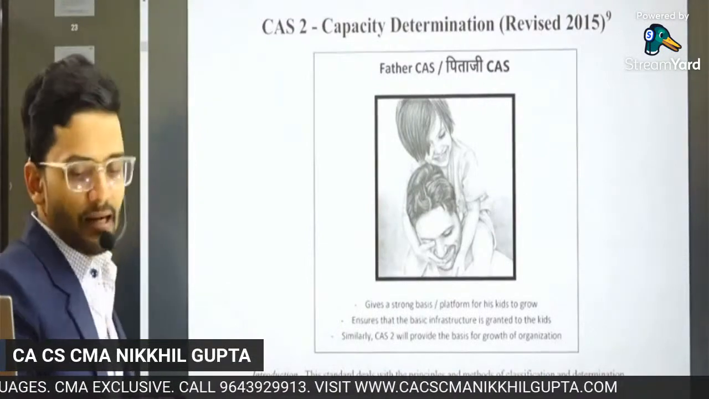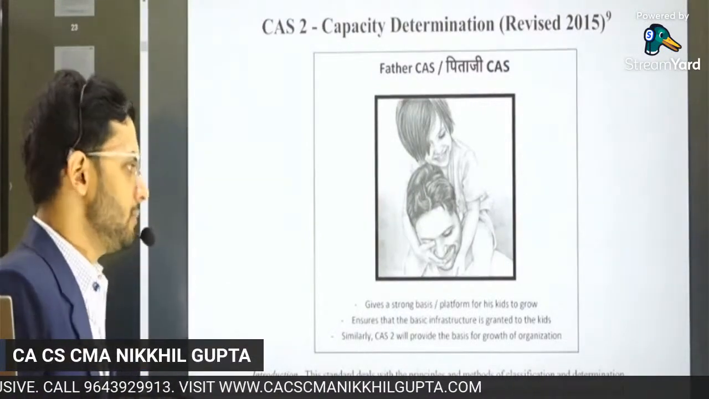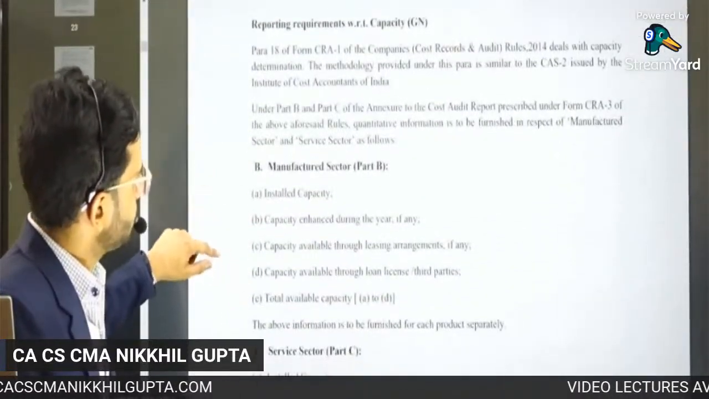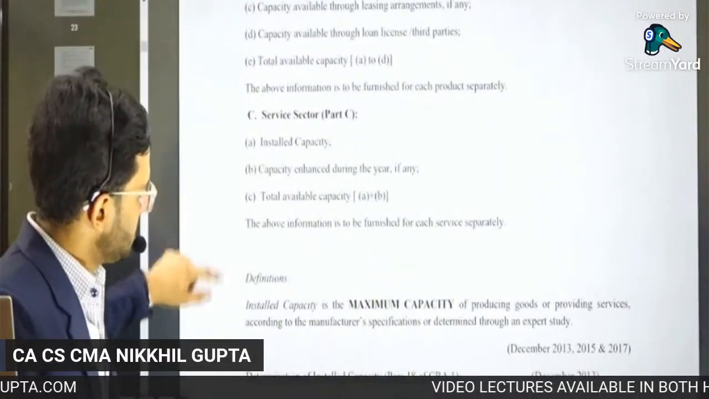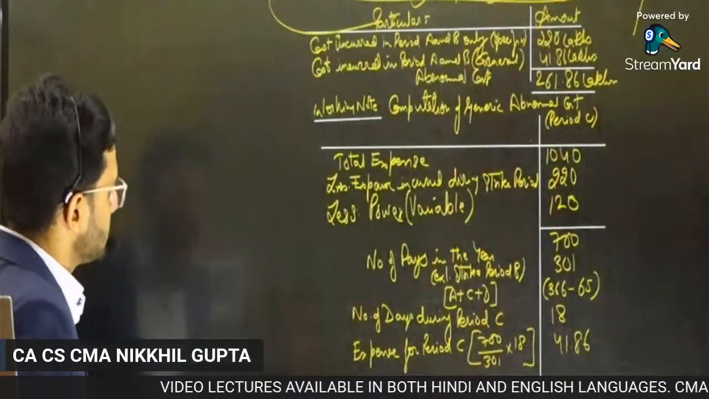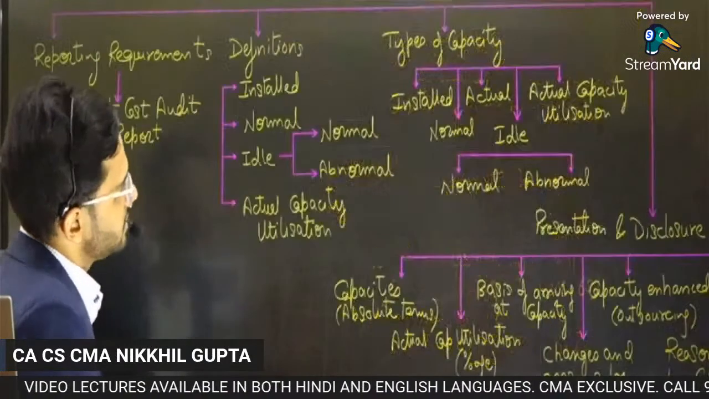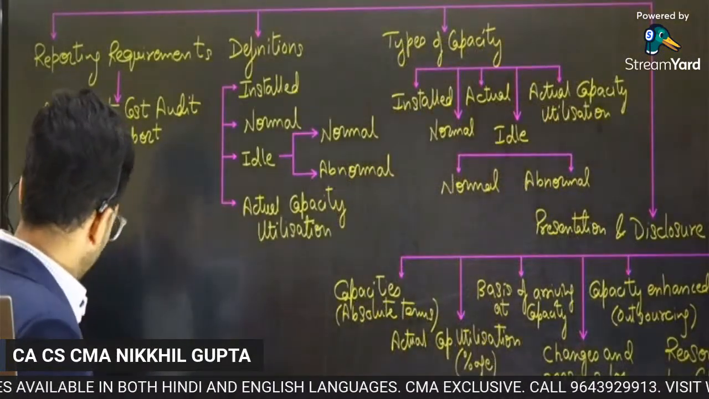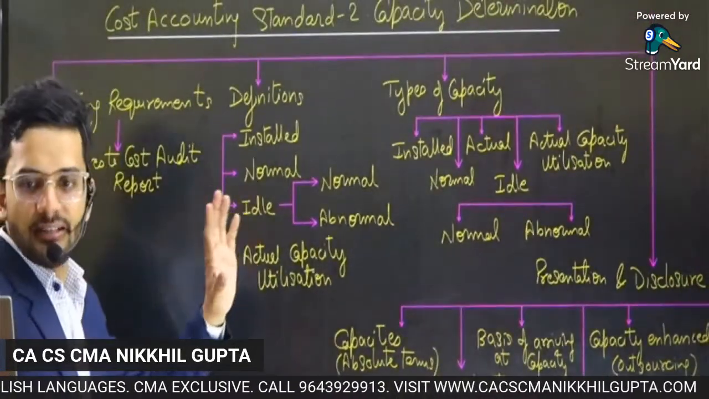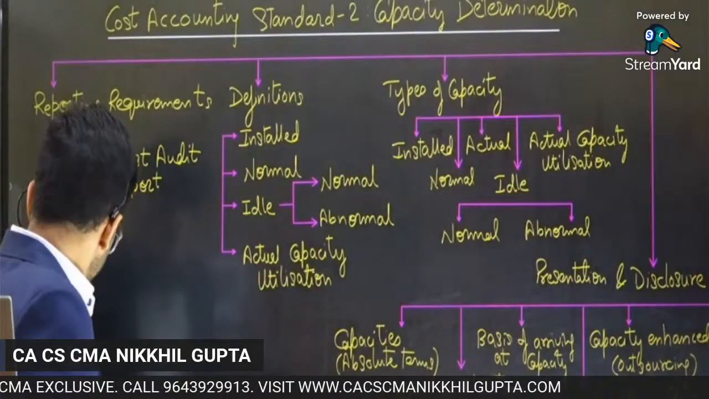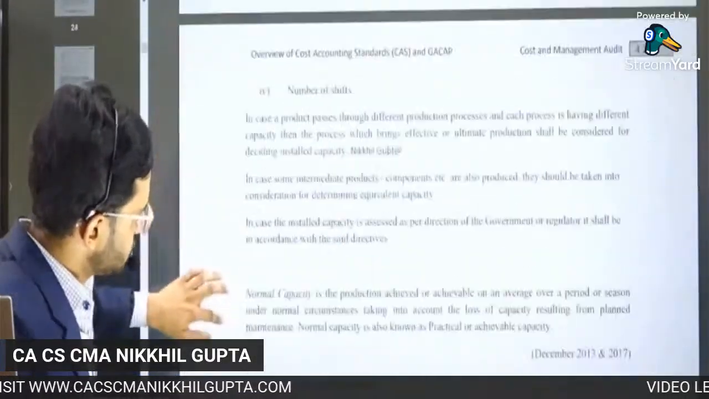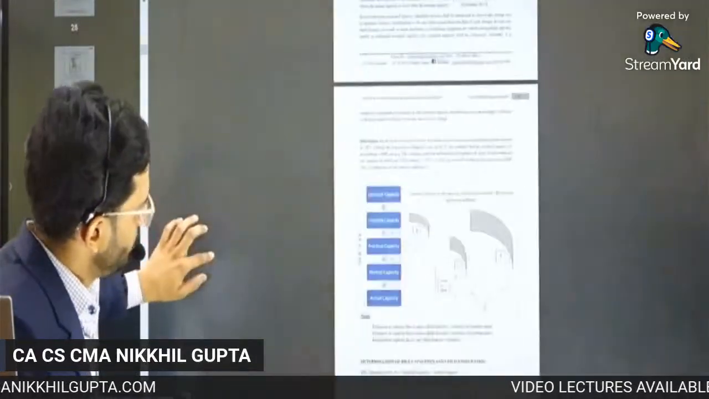Okay, so let's start cost accounting standard number 2, capacity determination. So guys, these are the various kinds of capacities. First, you need to understand what the various kinds of capacities are. For making you understand, I'm going to delve into this chart which we have prepared. This is the summary chart of the entire cost accounting standard. Now we are going to see the chart which is made in the book. Yes, this is the chart.